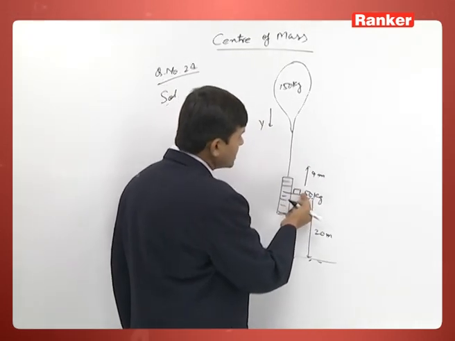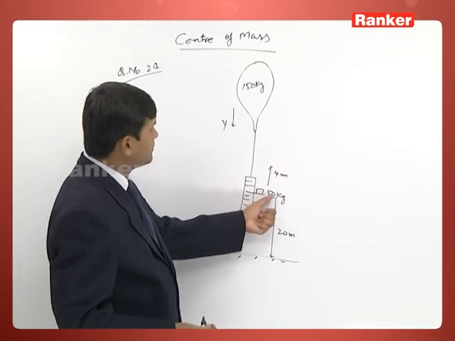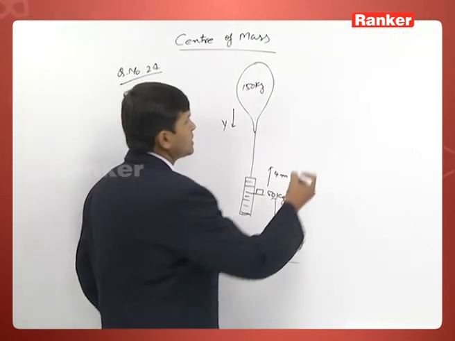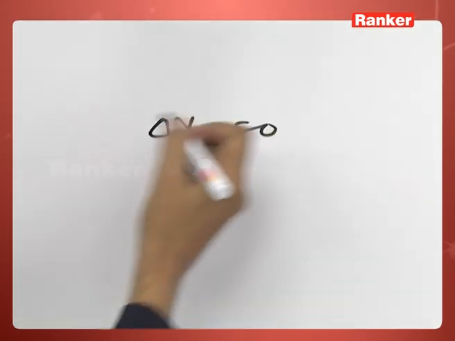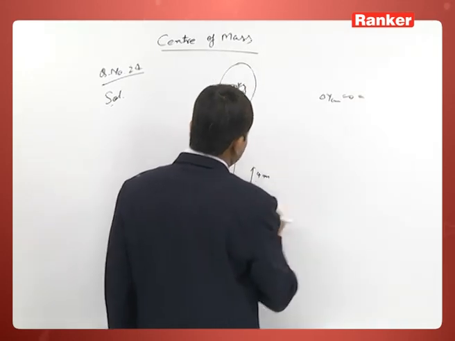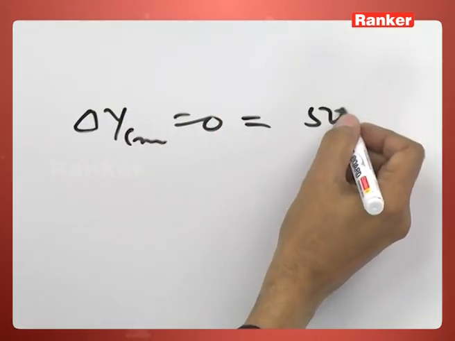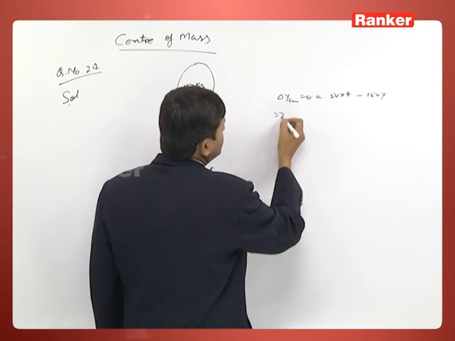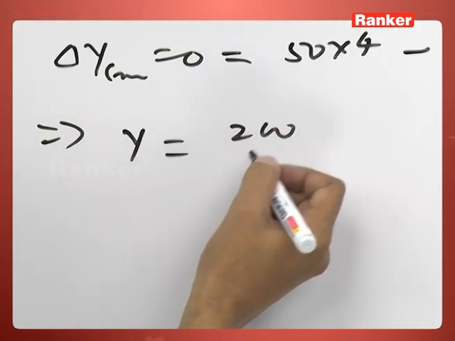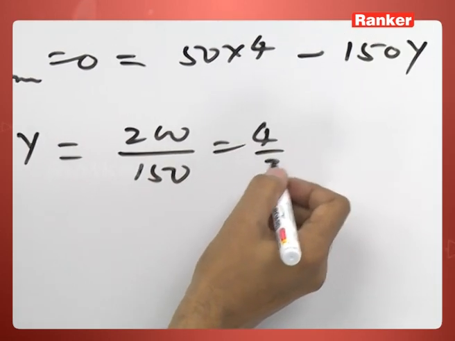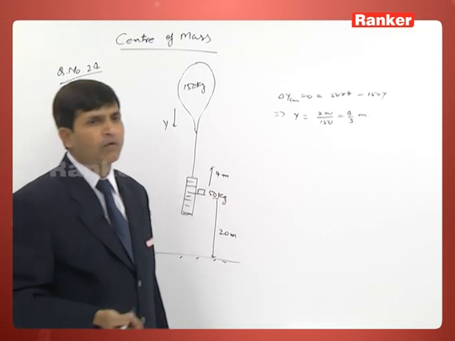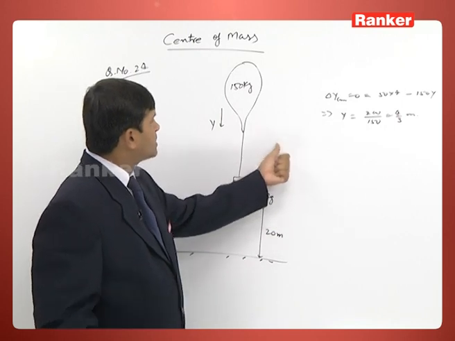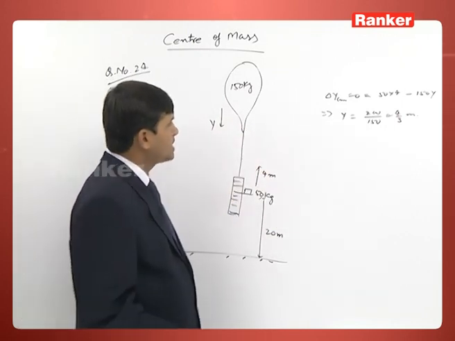So, the distance raised by the person, 50 into 4, must be equal to 150 minus y. So, delta y_cm is equal to 0. The person is moving upward 50 into 4, the balloon is coming down 150 into y. From here we can get y is 200 by 150, which is 4 by 3 meter. It means if the man is moving up 4, the balloon will come down by 4 by 3 meter.